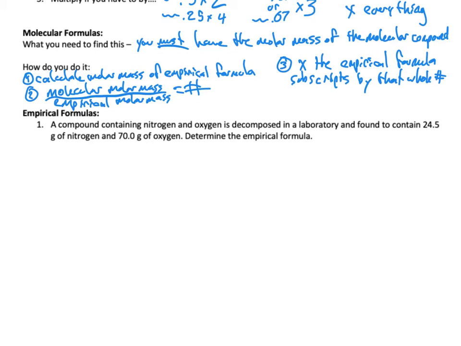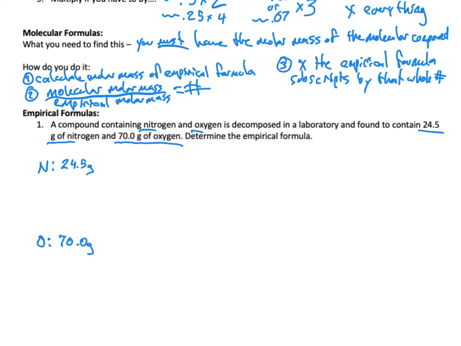All right, so it says a compound containing nitrogen and oxygen is decomposed in a laboratory, found to contain 24.5 grams of nitrogen, 70.0 grams of oxygen. Determine the empirical formula. So I have 2 elements, so I'm going to write them on top of each other. I have 24.5 grams of nitrogen, and I have 70.0 grams of oxygen.